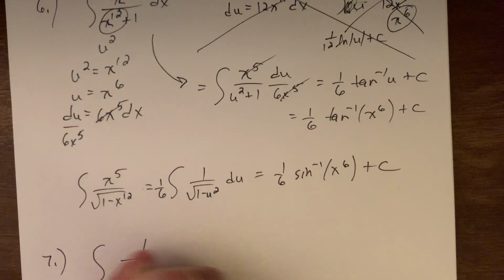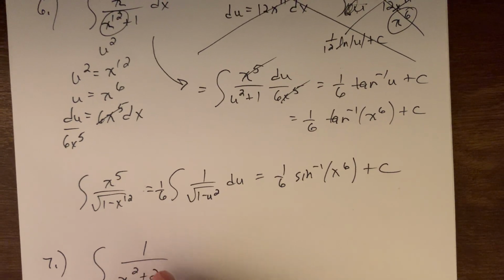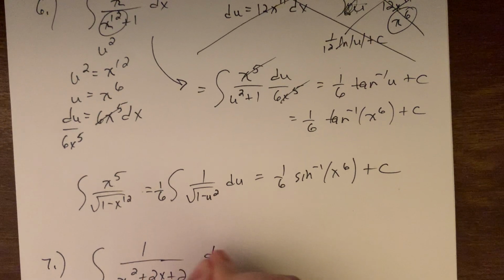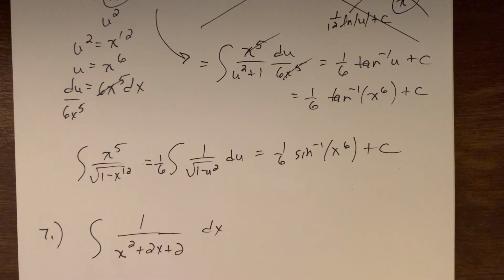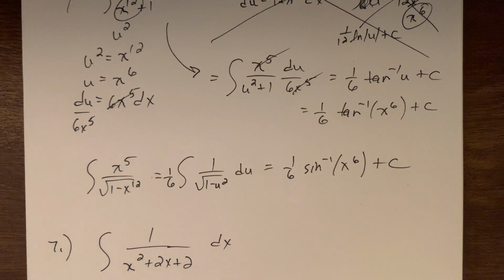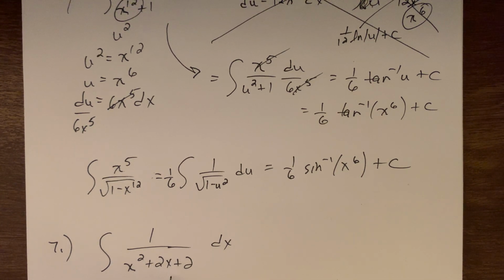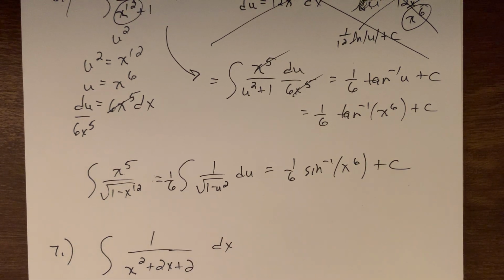Let's look at the integral of 1 over x squared plus 2x plus 2. Again, doesn't seem too bad. You try u as the denominator, you get du as 2x plus 2. There's no x's to cancel. So it feels like you're stuck.